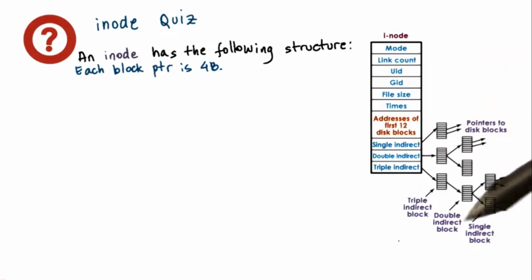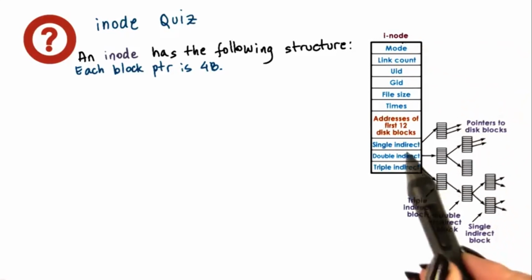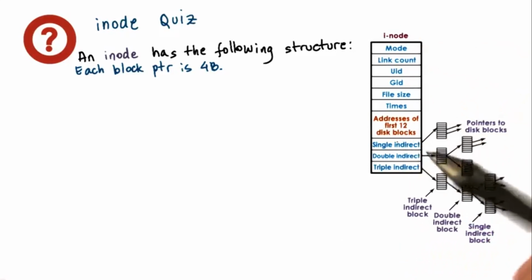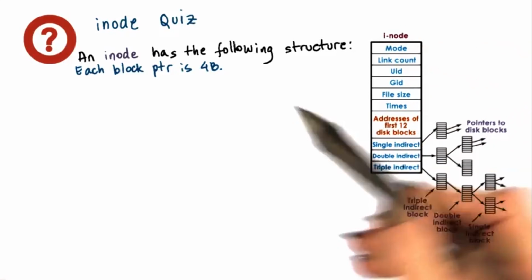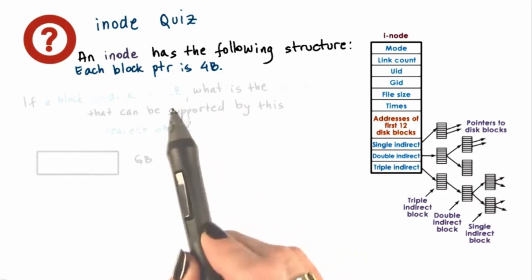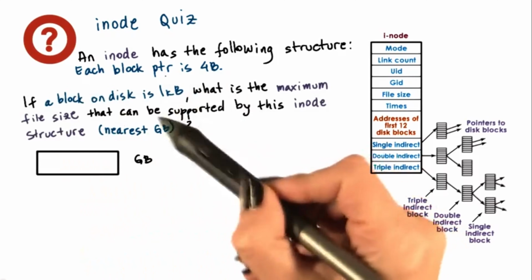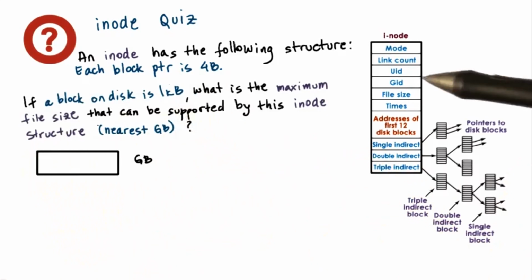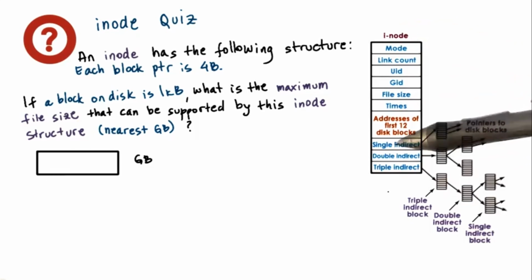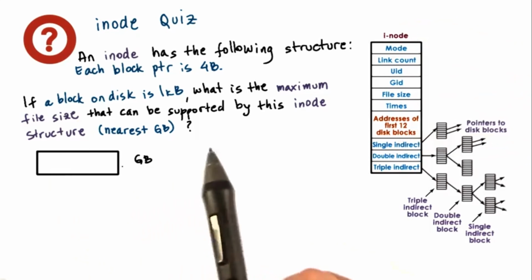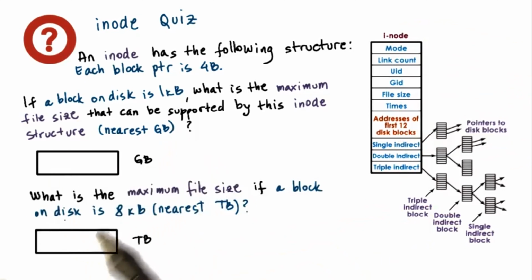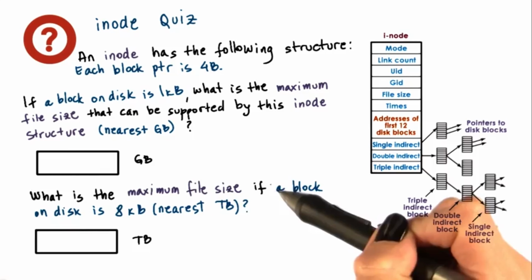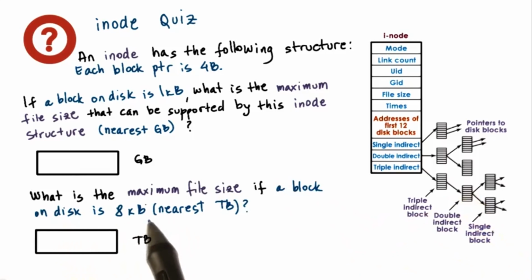An inode has the following structure, and every single one of the block pointers, both the direct and indirect ones, is 4 bytes long. If in the system a block on disk is 1 kilobyte, what is the maximum file size that can be supported with this inode structure? You should write your answer rounded up to the nearest gigabyte. Also, answer what is the maximum file size if a block on disk is now 8 kilobytes. In this case, provide the answer to the nearest terabyte.